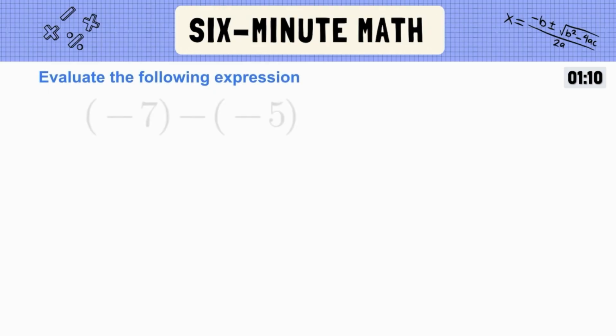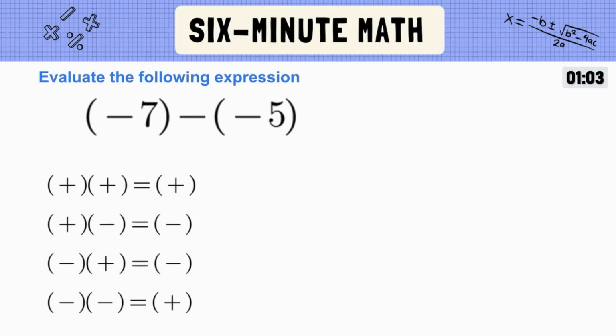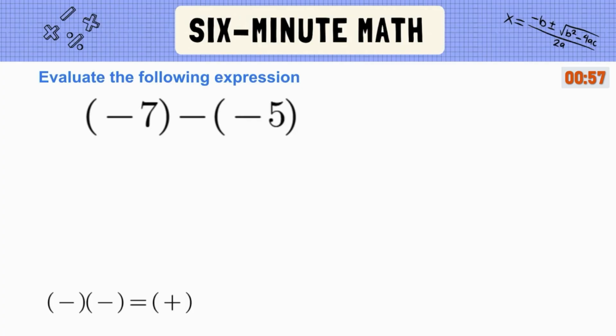On to the last example. I'm going to have negative 7 minus negative 5. Again, I am subtracting a negative, which is the same as adding. So I will start out with my first number, negative 7 plus 5 is going to equal negative 2.